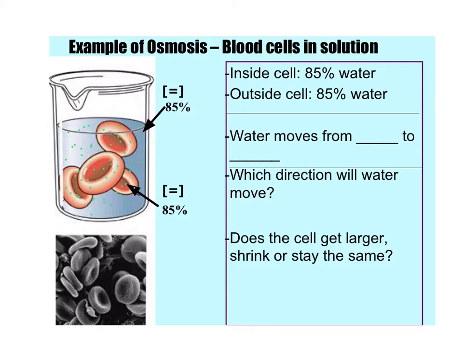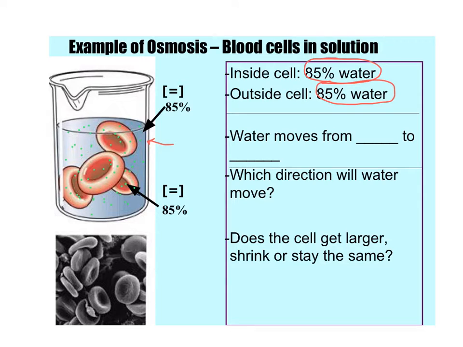Now this here would be an isotonic solution because there's an equal amount of solutes, the little green dots, the salt, on the outside versus the inside. So since there's the same amount of solutes, there's the same percentage of water. So in both of these we have 85% water.